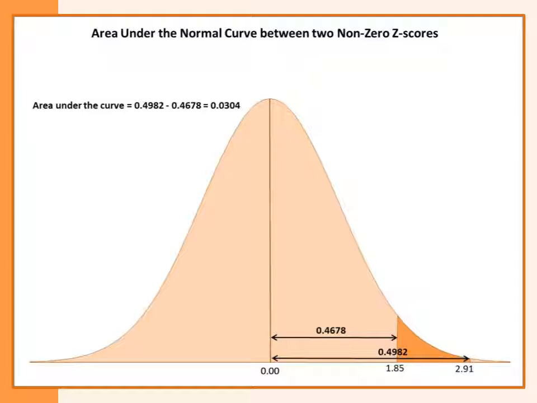Again, we're interested in the area between the two z-scores, so since they both are on the same side of the mean, we will subtract the smaller area from the larger area. So 0.4982 minus 0.4678 results in a proportion of 0.0304. So only 3% of the area under the curve falls between these two positive z-score values.